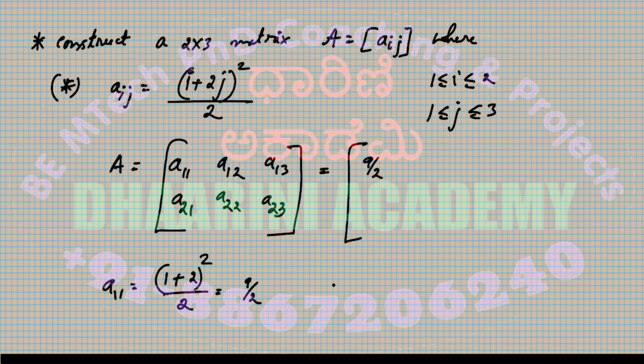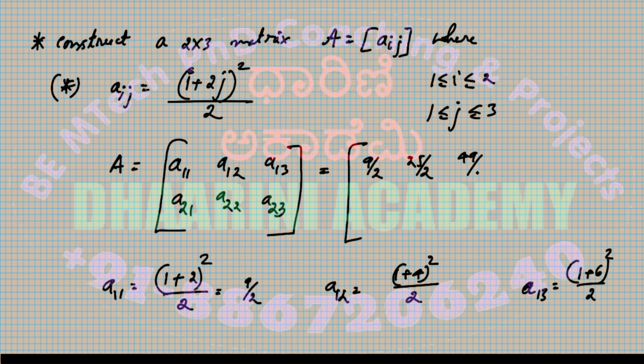So we'll move on to the second value, that is A12. So that is 1 plus 2 into 2, 4, the whole square divided by 2. So 4 plus 1, 5. 5 squared is 25 by 2. So this is 25 by 2. Then we'll move further. This is A13. So 1 plus 3 into 2, that is 6. The whole square divided by 2. So 6 plus 1, 7, squared is 49 by 2.